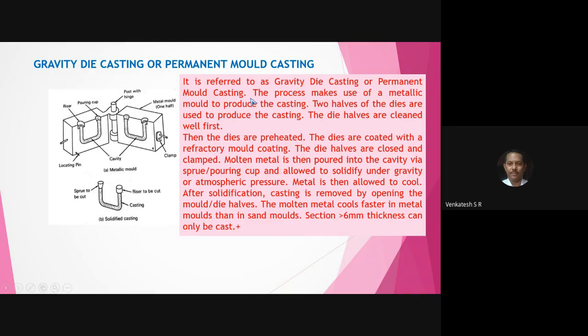Here they use a metal mold. Remember, in gravity die casting or permanent mold casting, they use the metal mold. The metal mold is reusable. After completion of the process, once the solidification is complete, the casting is removed from the mold box, and again the box is clamped. Two parts of the mold box are clamped again. The clamped mold is ready for pouring.